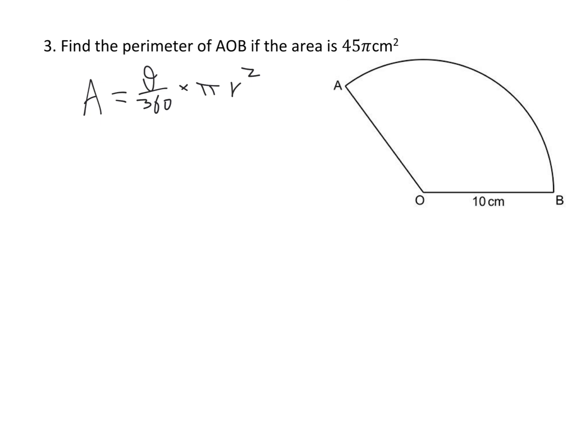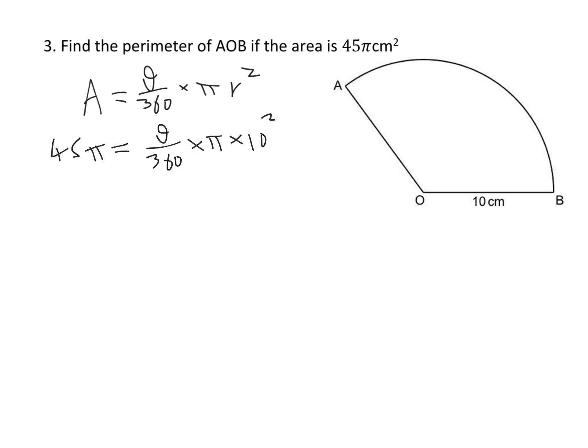Now I know we want to find out the perimeter, as in we want to find out this length here, but we can't get it because we haven't got the angle. So that's why I'm going to the concept that they have given us information about. That might help us. We can maybe find out theta from that. So the area is 45 pi. That's equal to theta over 360 times by pi times by 10 squared.